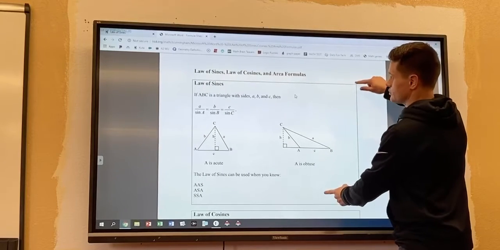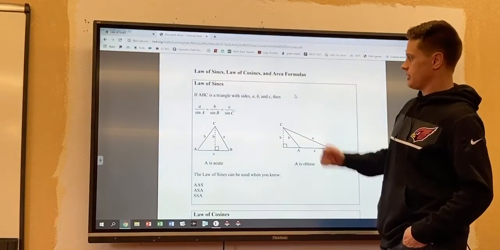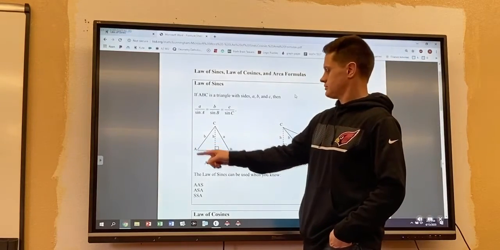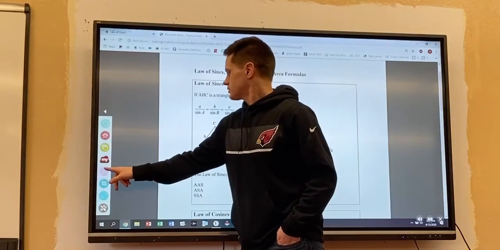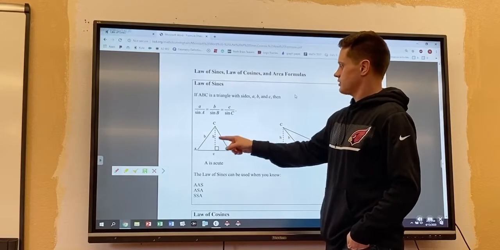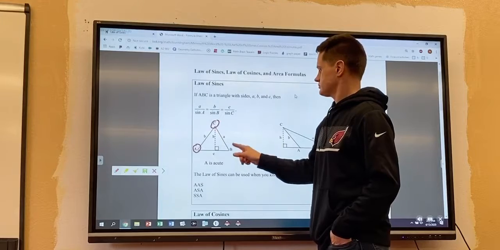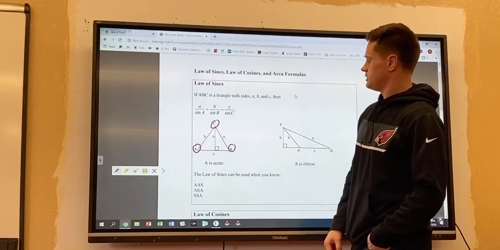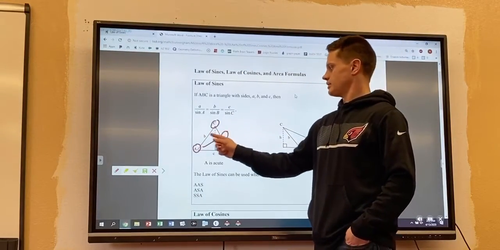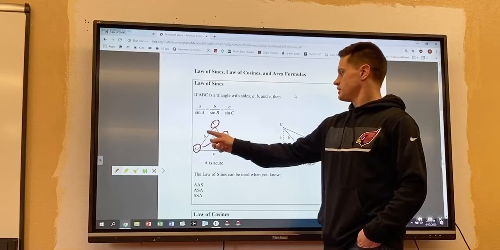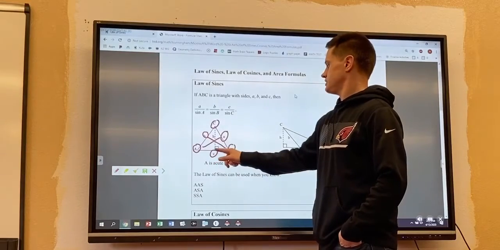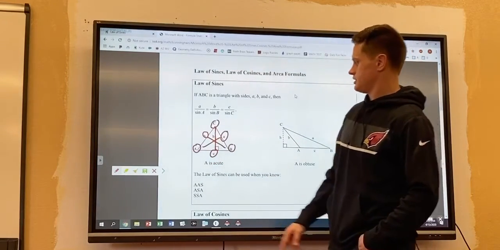So if you're looking at a triangle ABC, then some key points: your angles A, B, C are going to be uppercase. Your sides a, b, c are the lowercase, and they will always be opposite. Right? So lowercase a is the side opposite of angle A. Lowercase b is the side opposite of angle B, and lowercase c is the side opposite of angle C.